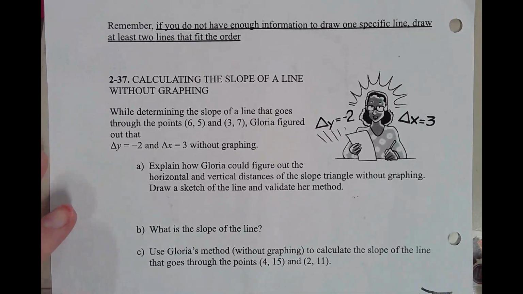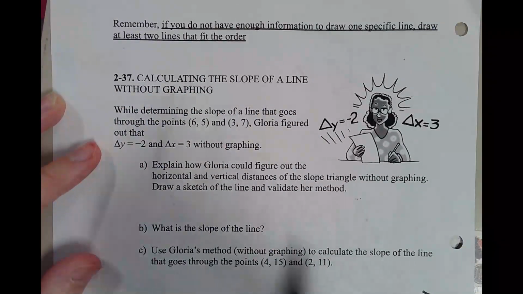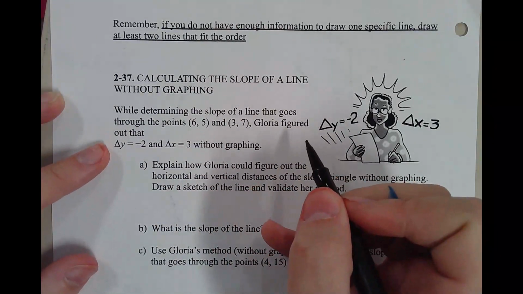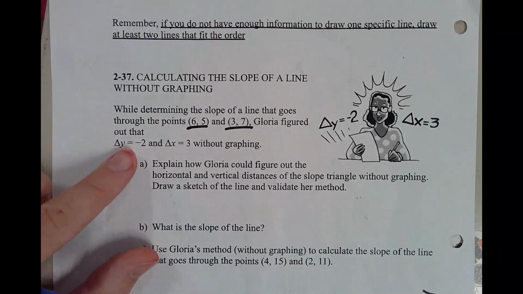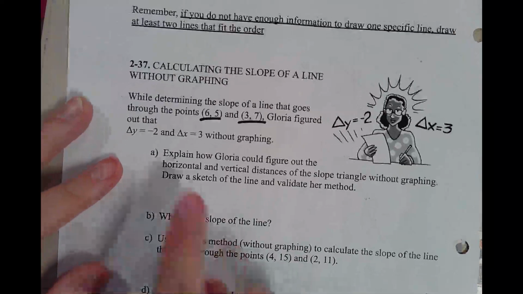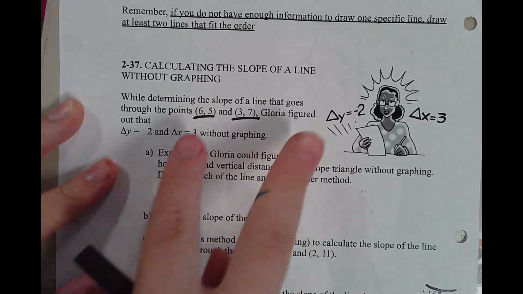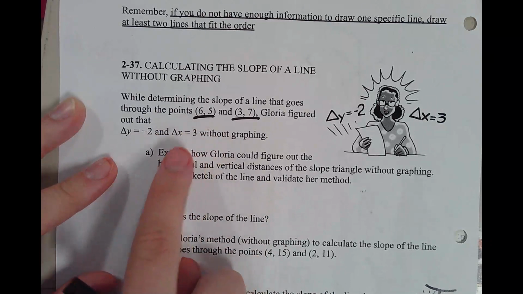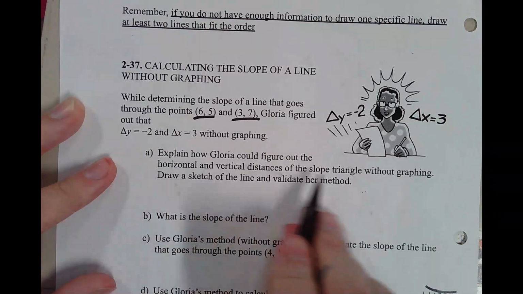All right, let's go ahead and check our work for problem 2-37. It says calculating slope without graphing. While determining the slope of a line that goes through the points (6, 5) and (3, 7), two different coordinates, Gloria figured out that the change in y is -2 and the change in x is 3 without graphing. Did anybody figure out how Gloria figured that out? Because this is very powerful, seeing the change in y and change in x, because that's all you need for slope.